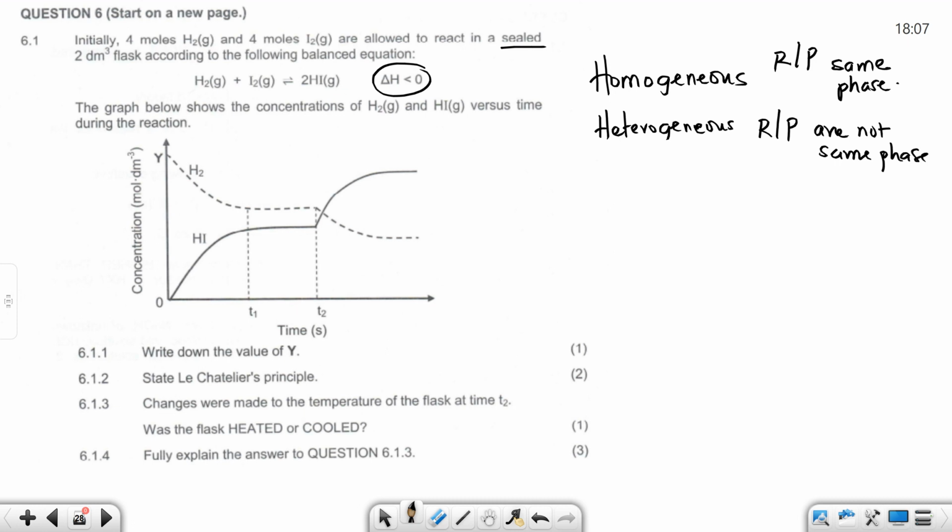An example is this. If I have calcium carbonate, which is a solid, to give me calcium oxide, which is a solid, plus carbon dioxide, which is a gas. Do you see there are different phases? So it's a mixture of phases. Solid and gas. It is hetero. Hetero means different. Are we okay? Now, quickly, temperature.